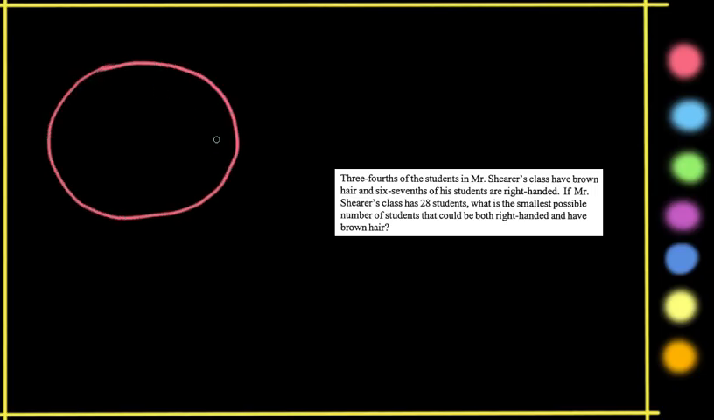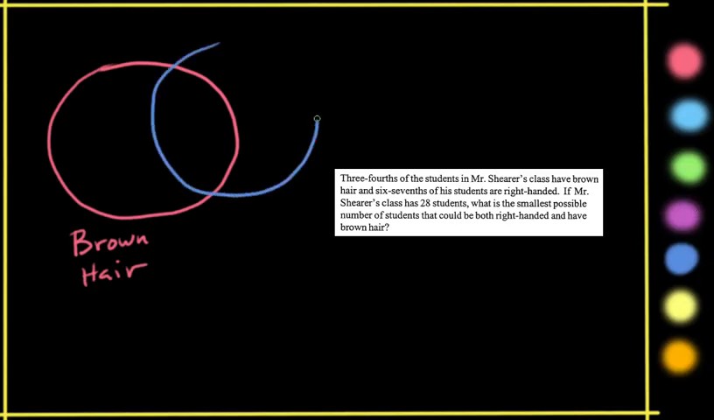Let's say that this color circle is the ones that have brown hair. Brown hair. And then let's say that this circle is the ones that are right-handed. So this is right-handed.